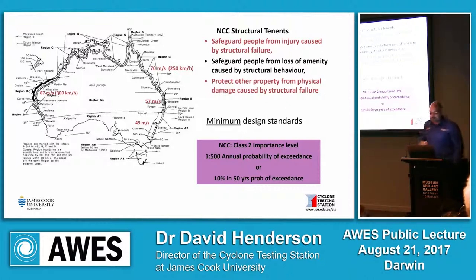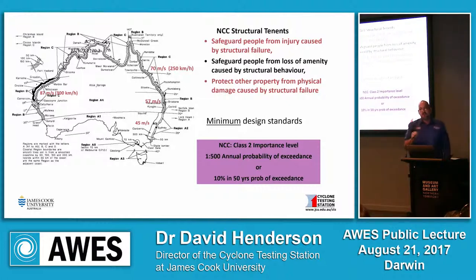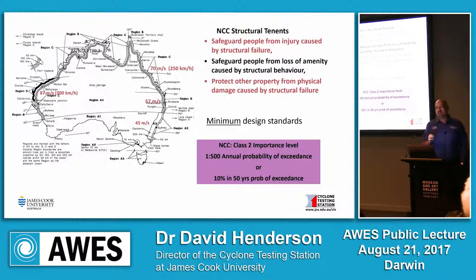One of the things within all of this, within our National Construction Code, is that it's basically giving us our tenets. That's all we're here to be designing for: make sure our building stays upright, doesn't hurt anyone, and nothing from the building goes and hits somebody else's building. The other thing with the National Construction Code is that it's giving us our minimum design standards. So the rules we're applying, if we say we're designing for 70 meters per second at 1 in 500 annual probability, which, to be honest, I've got no idea what it really means. But if we change it around, that's a 10% chance in 50 years that the wind speed will be exceeded. So that's our minimum requirement.